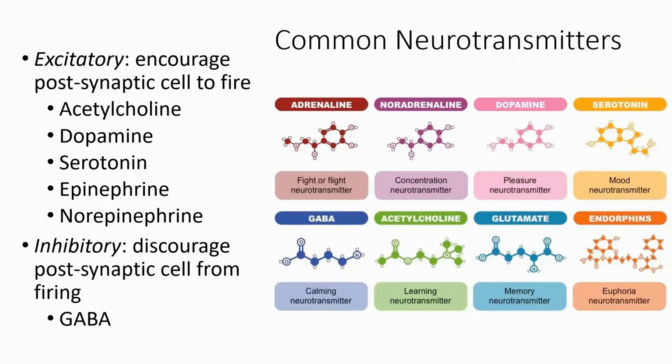Epinephrine and norepinephrine, also known as adrenaline and noradrenaline, also act as hormones. They're related to the fight or flight response that you have. So if you've got an adrenaline rush, your heart beats faster and all of that so that you're prepared to fight or run. Dopamine and serotonin are related to mood.